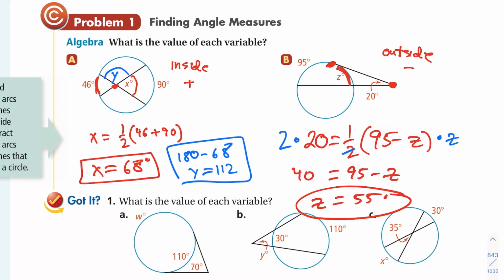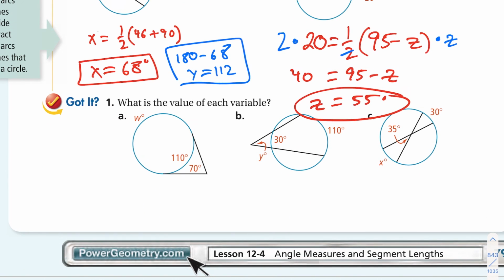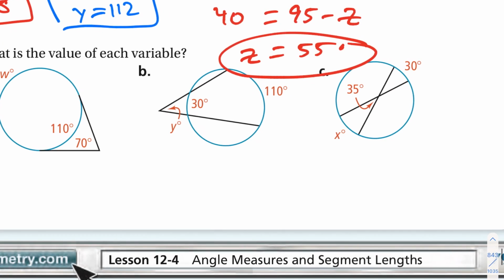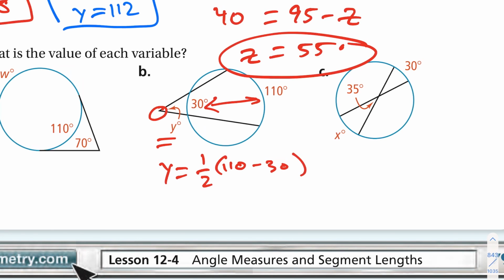I think that should be good enough, but what the heck? Let's go with one more. Let's pick out 7. Should we pick out B? Why not? Pretend that this is a little quiz question here. What is y? So y is going to equal, and notice this is outside, so half times the difference between these two arcs. Go with the big arc. Therefore, we're going to say half times 110 minus 30, and that should be 40. So hopefully that helps.